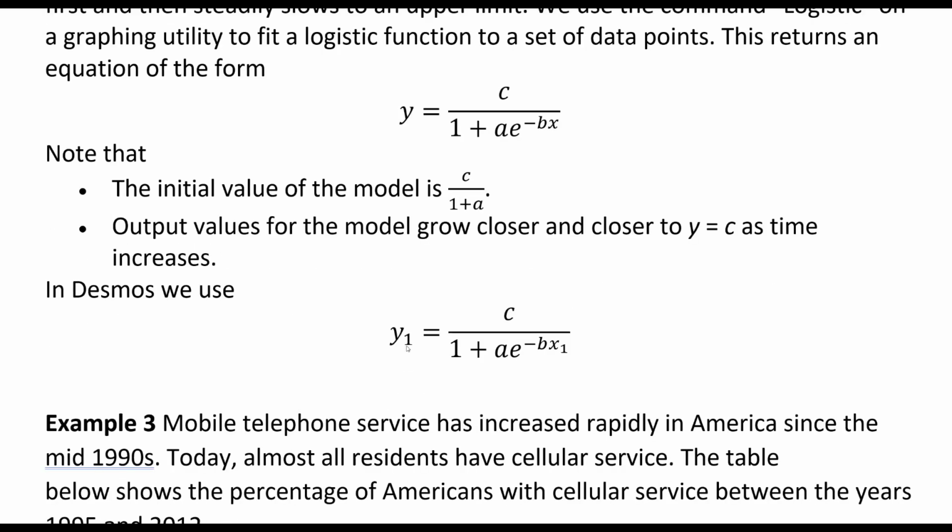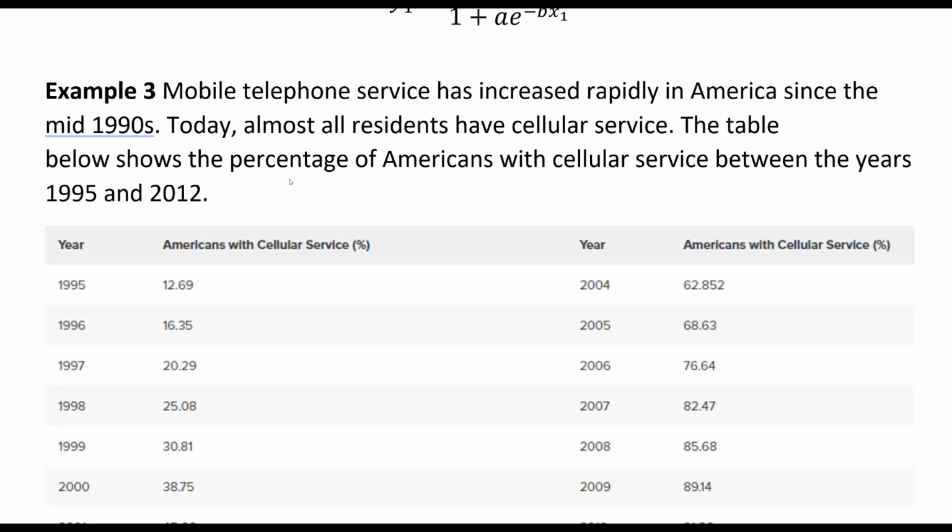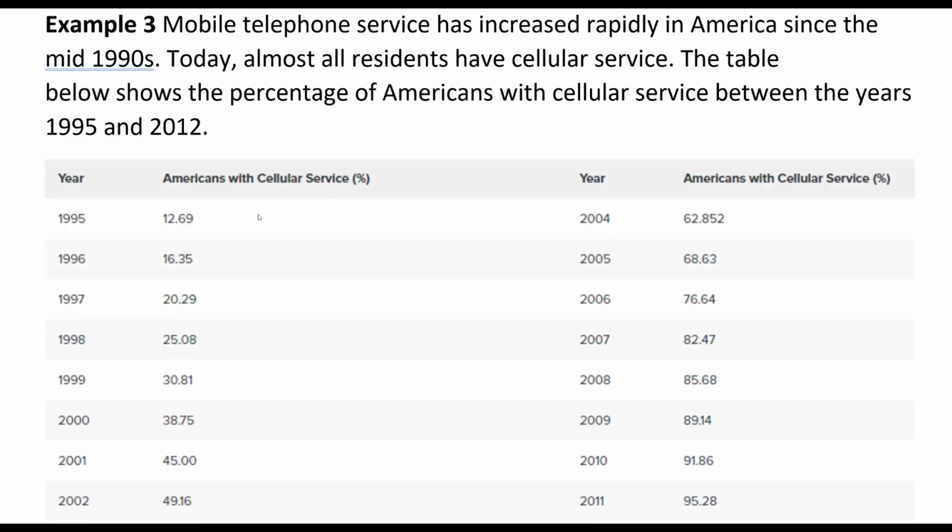So in Desmos, we'll be using y1 equals c over 1 plus a e to the negative bx1. For example 3, mobile telephone service has increased rapidly in America since the mid-1990s. Today, almost all residents have a cellular service. The table shows the percentage of Americans with cellular service between the years of 1995 and 2012.